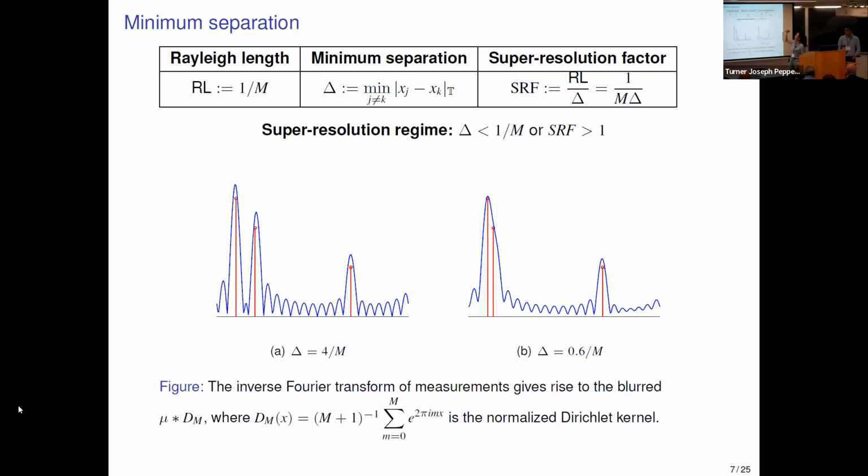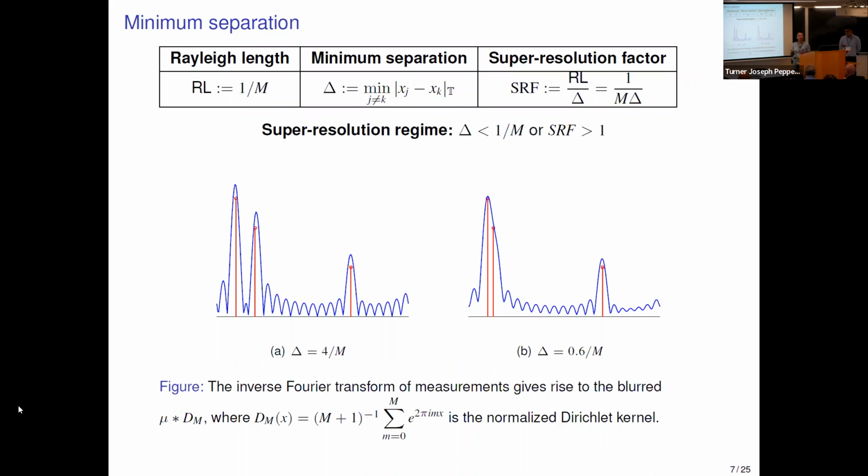An important quantity in this problem is the super resolution factor, which is the ratio between the Rayleigh length and the minimum separation. The super resolution factor measures how many point sources we can have in one Rayleigh length. The super resolution regime refers to the case where the minimum separation is much smaller than the resolution limit, and the super resolution factor is bigger than 1.